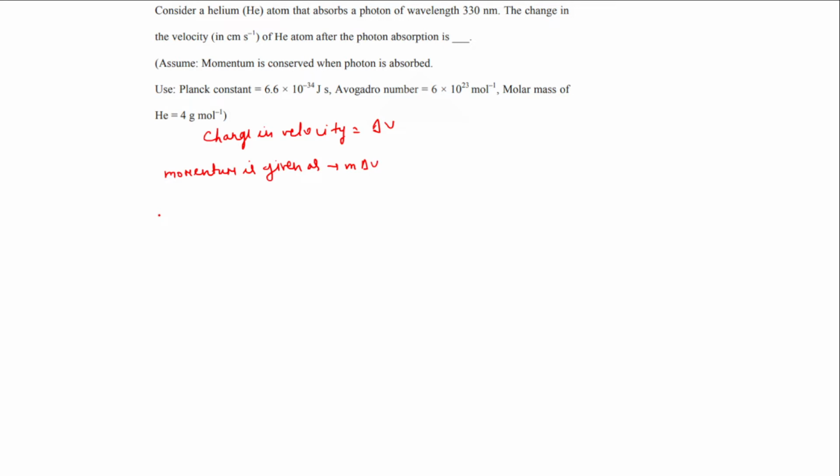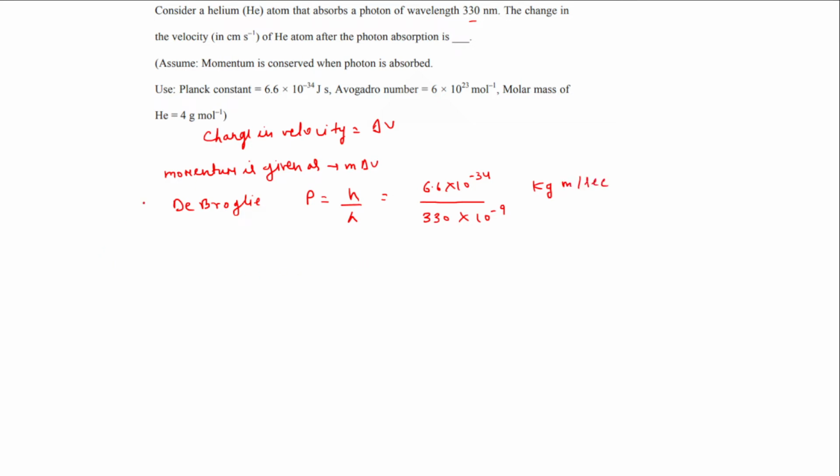So we know that according to de Broglie, momentum is given as p equal to h by lambda, and we are given h is equal to Planck constant, 6.6 multiplied by 10 to the power minus 34, and our lambda is 330 nanometer, and in meter it will be 330 multiplied by 10 to the power minus 9, and this value will come out in kilogram meter per second.